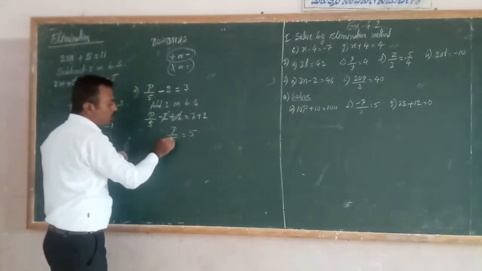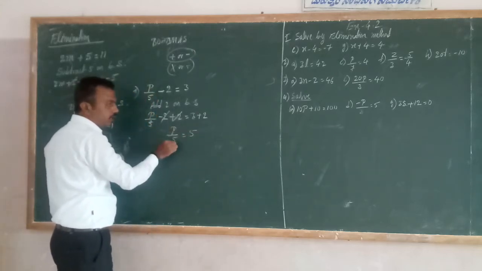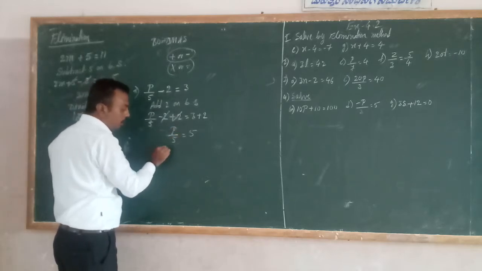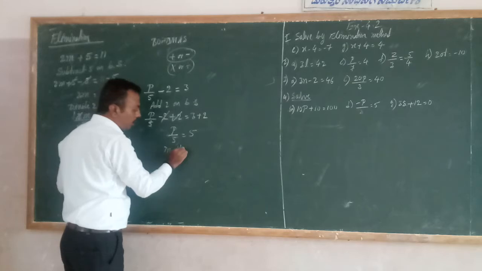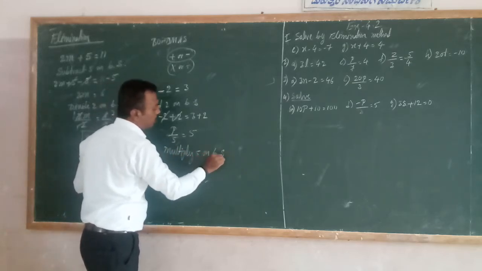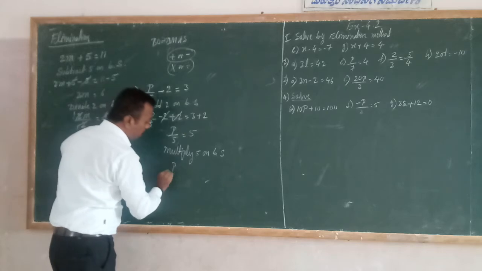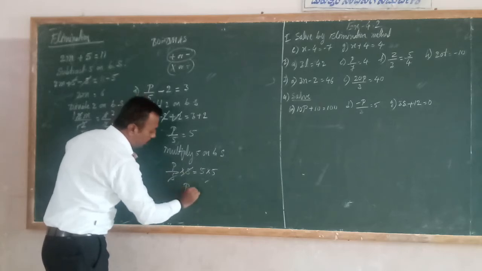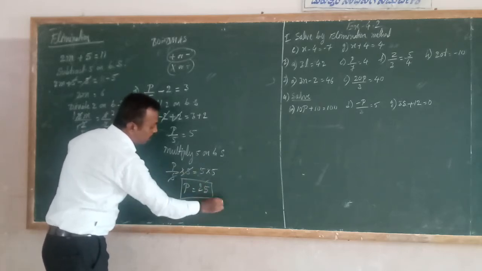Now students, here divide is there. p and 5, in between the divide sign is there. We have to remove the 5. So what do we have to do? Multiply 5 on both sides. So p by 5 into 5 is equal to 5 into 5. So 5 gets cancelled. What is remaining here? p. 5 fives are 25. Therefore the value of p is 25.